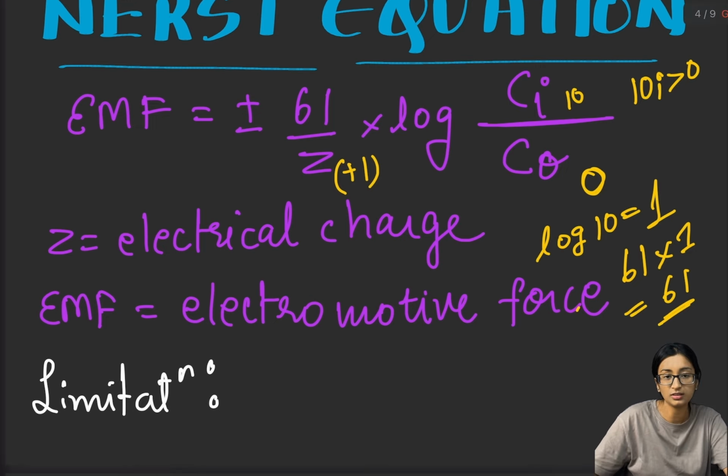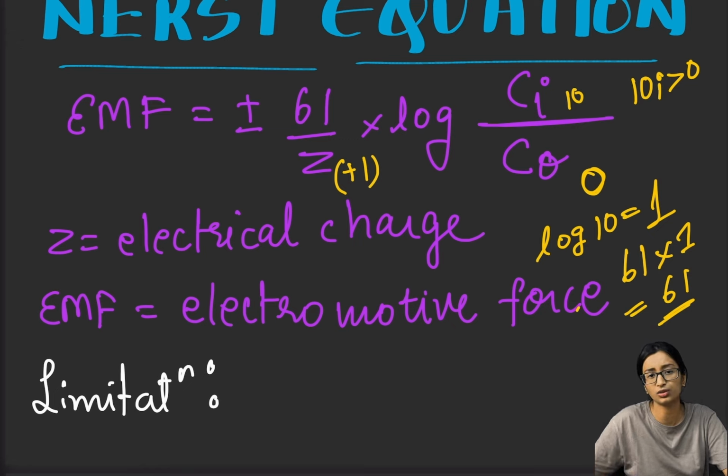The limitation of the Nernst equation is we can only analyze one ion, whereas in the action potential we know that sodium, potassium, and chloride are also involved. So the limitation is that only one ion can be analyzed.